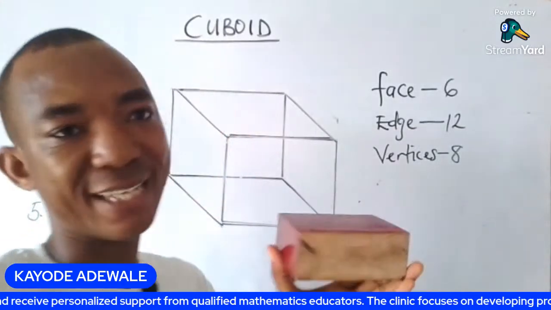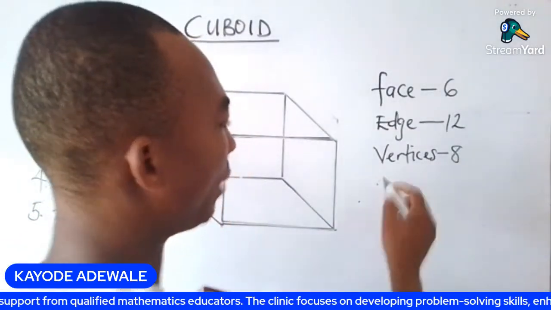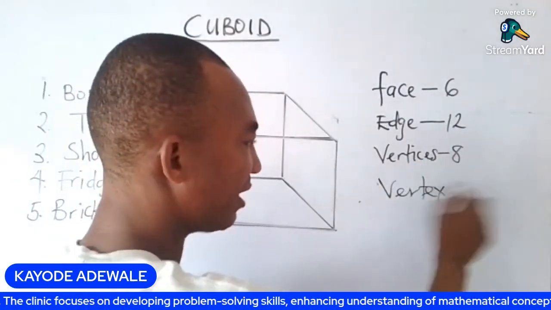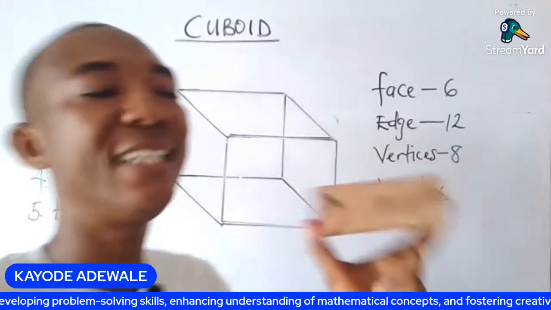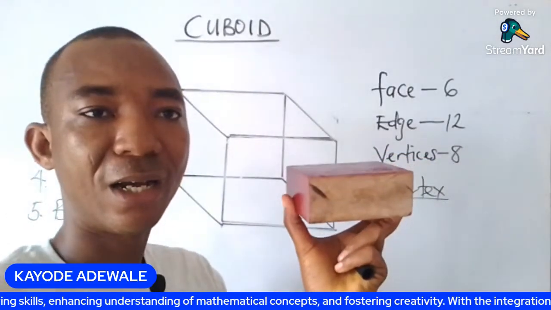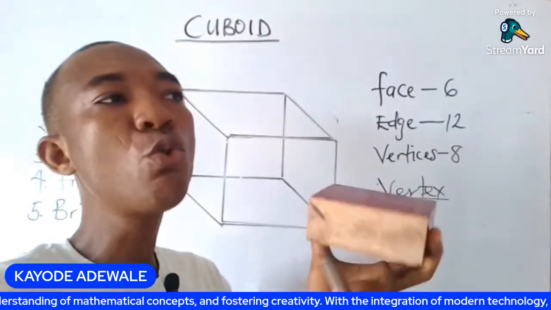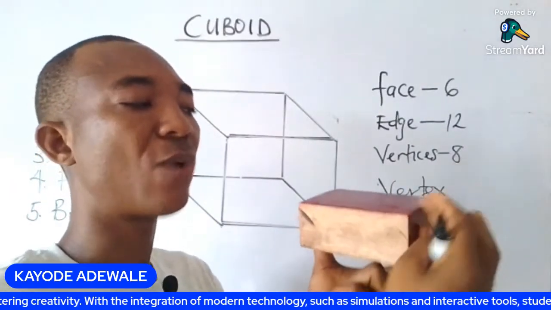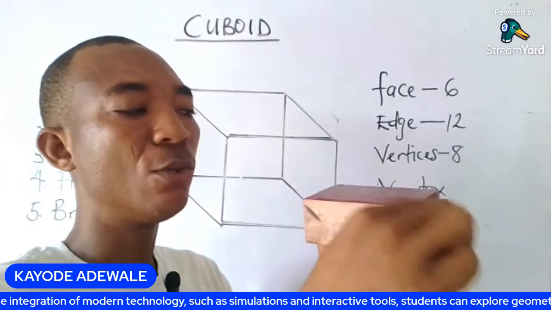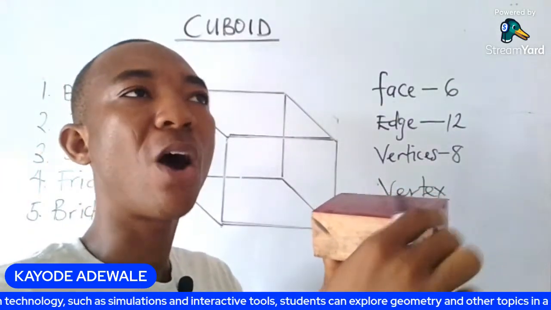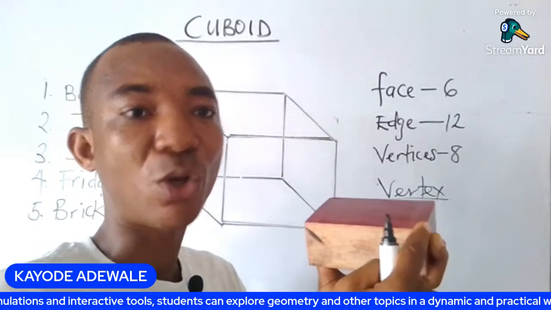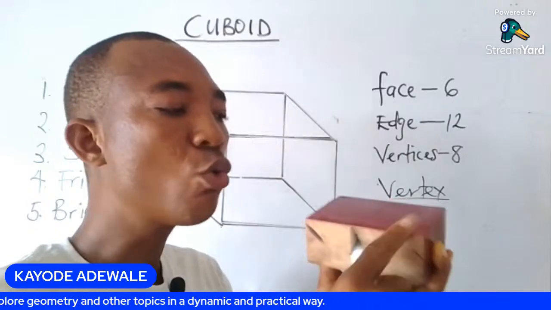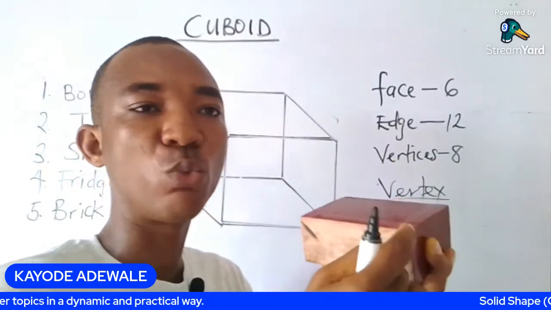Now let's look at vertex. The plural of vertex is vertices, but this is singular, this is a vertex. A vertex is a corner, a place where two or more edges meet. This is an edge. This is also another edge. This is also another edge. Where they meet here is what we call the vertex. That's the corner here. Where two or more edges meet is what we call a vertex.